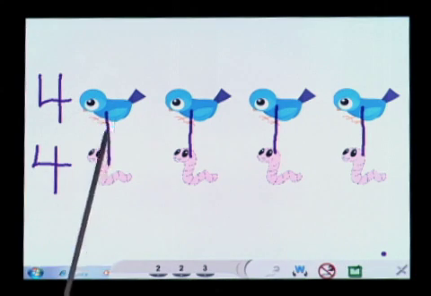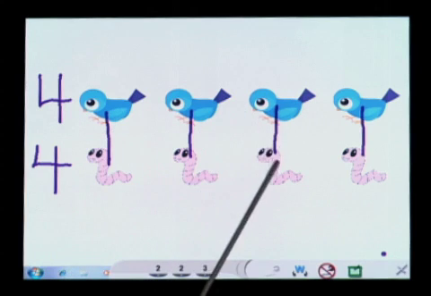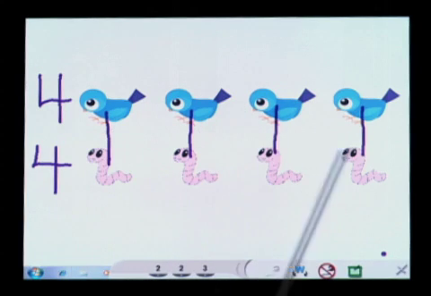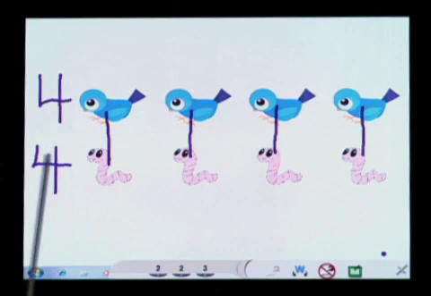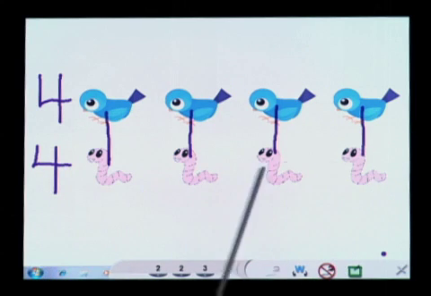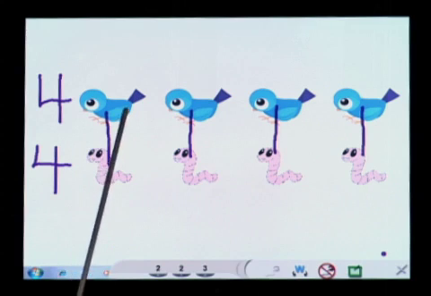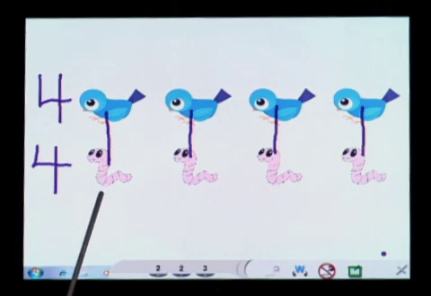So we can put one bird and one worm together and not have any left over. We have no birds left over and we have no worms left over. So we say that these groups have the same number. These groups are the same or equal.